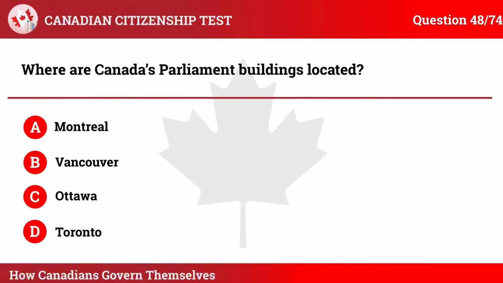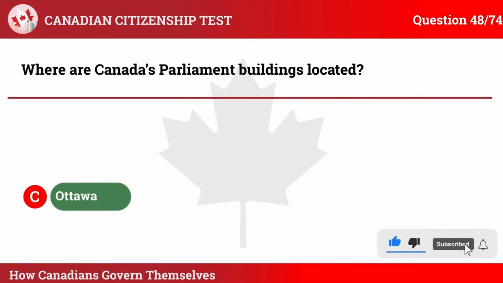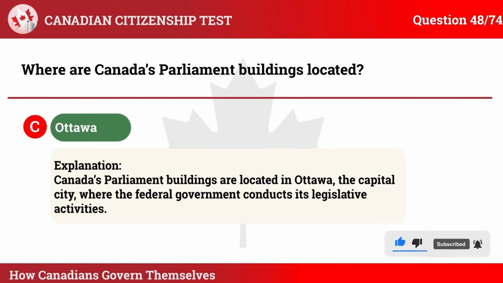The correct answer is C. Ottawa. Explanation: Canada's Parliament buildings are located in Ottawa, the capital city, where the federal government conducts its legislative activities.